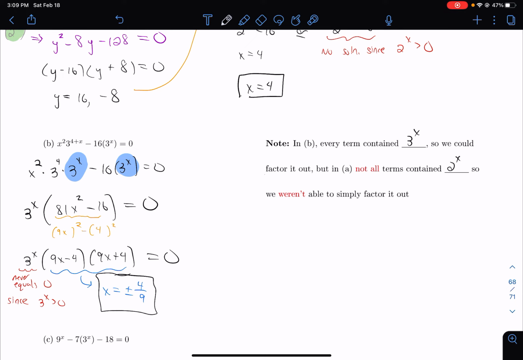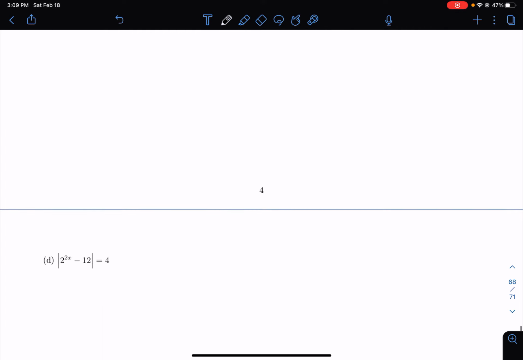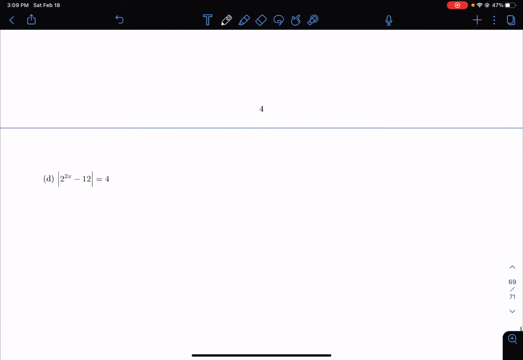Okay, so that leaves us with just these two answers, positive 4 over 9 or negative 4 over 9. All right, part C, I'm going to skip. This is going to be a warm-up problem for us next time. Let's jump ahead to last problem, part D here.